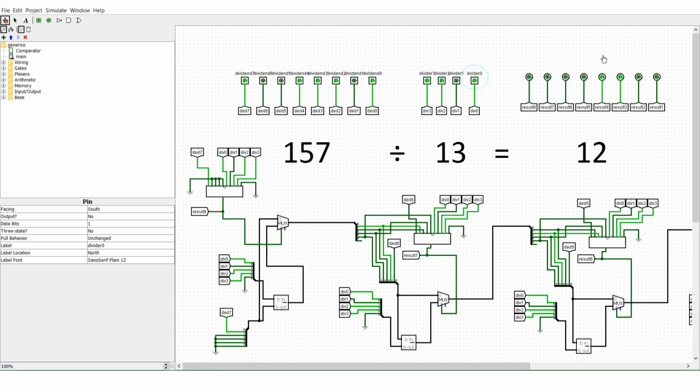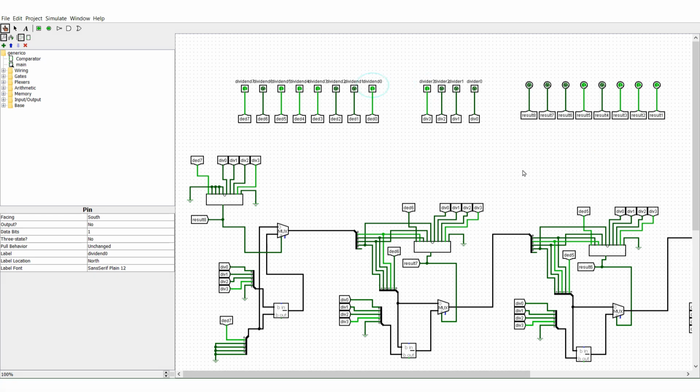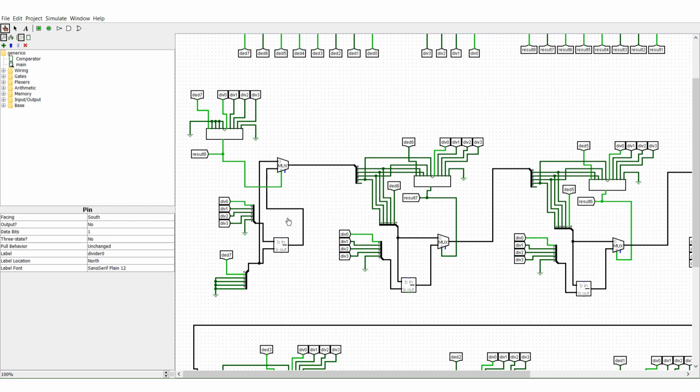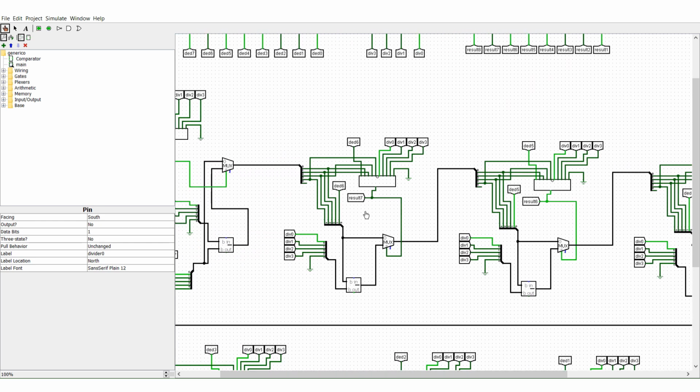As you can see, we got the same result as we did in theory. Here's another example, 185 by 8. This last example is very interesting. Look what happens when we divide 185 by 1. As you can see, our circuit returns the same number as the dividend. It's confirmed that our project is working very well.